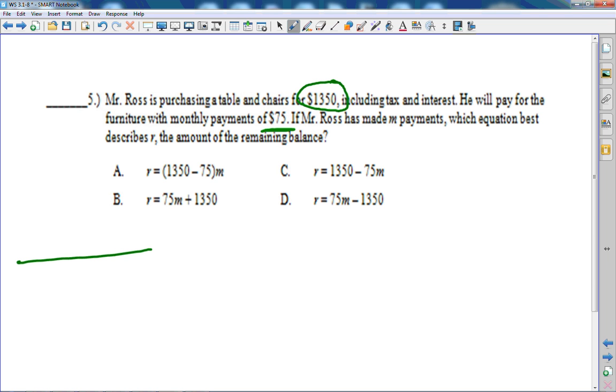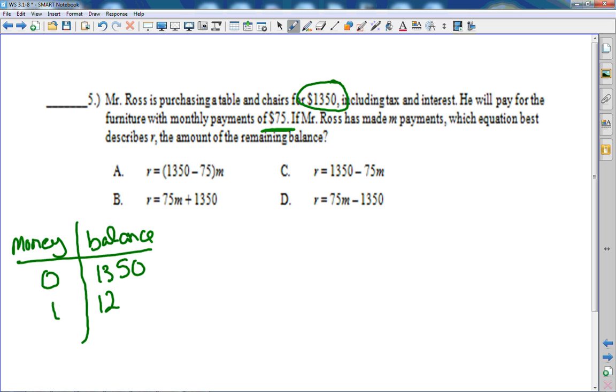Okay, well, let's think about this. We've got monthly payments, and then we've got the balance. When we start out, how much do we owe? We owe $1,350. After 1 month, is this going to go up or down? Well, it's supposed to go down by 75. So I'm going to have 1,275. The next month, I'm going to have 1,200.